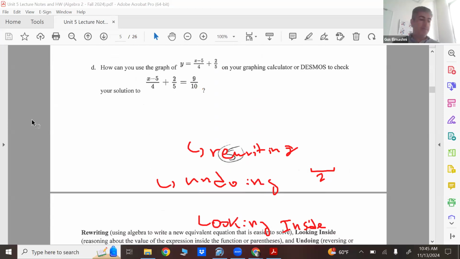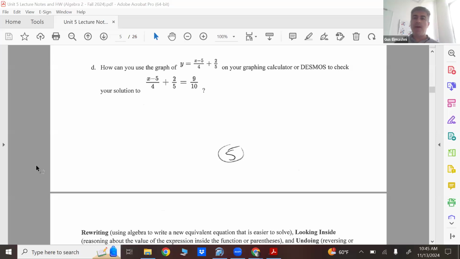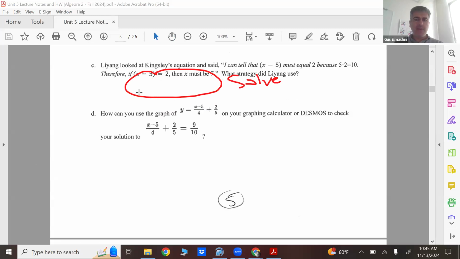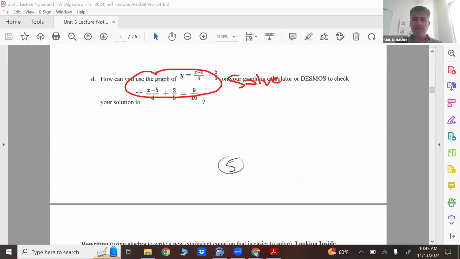Now, the last thing you should do, unfortunately, you won't have Desmos for a test, but a graphing calculator you could use. So how can you use the graph to check your solution? What you could do is the following. Let's say you want to solve this. And by the way, we know the answer is 7, because we just solved it right now.